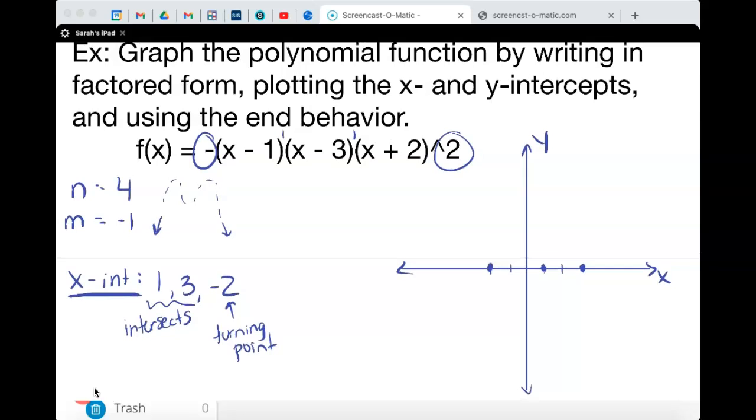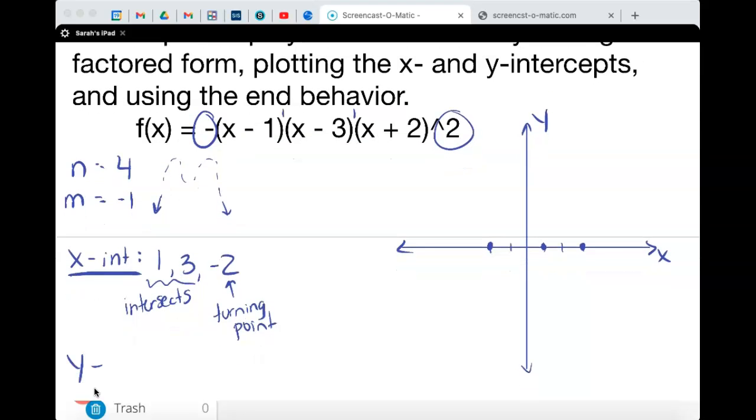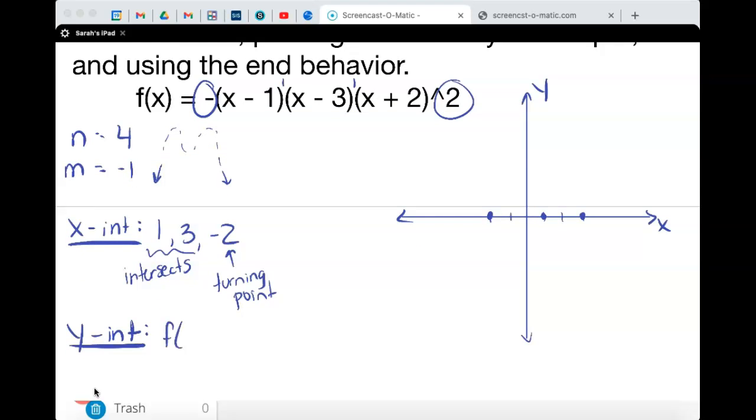Okay, so the directions, we have it in factored form. We have plotted the x-intercepts. We should find the y-intercepts. How would I find the y-intercept? Yeah, plug in 0 for x. So f of 0 equals -1, -3, then 2 squared. And then multiplying all this together. Well, that's just nasty.